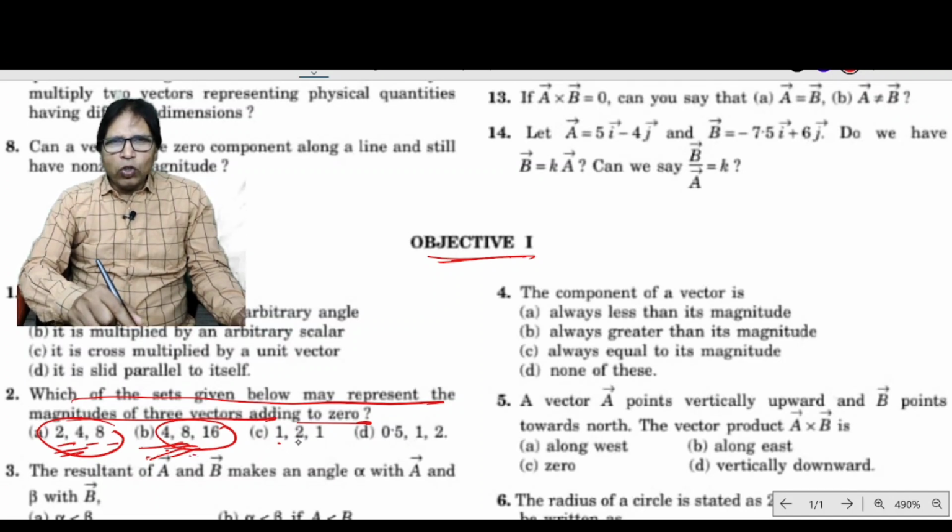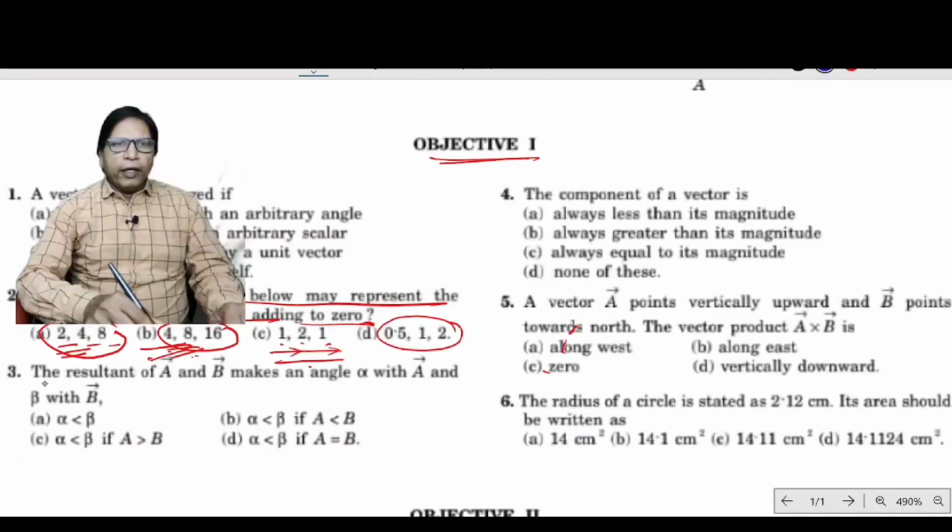Now 1, 2, 1, yes. Look at this. This is the 1, this is the 1, and this is the 2. So the resultant of these three vectors becomes 0. But this is not 0 because they do not form a triangle. Okay. Now look at this.